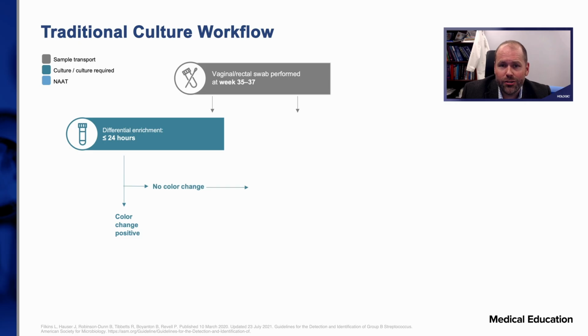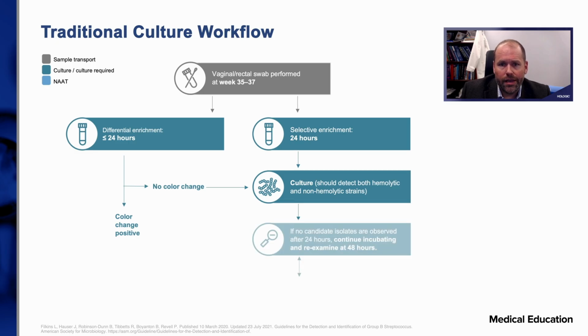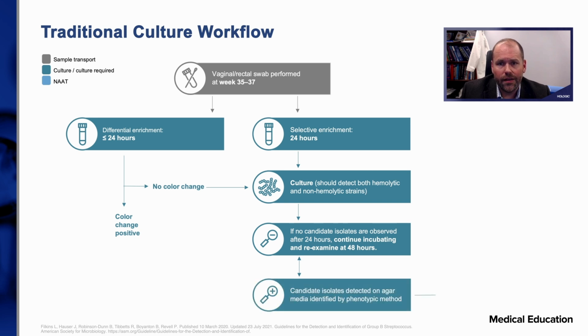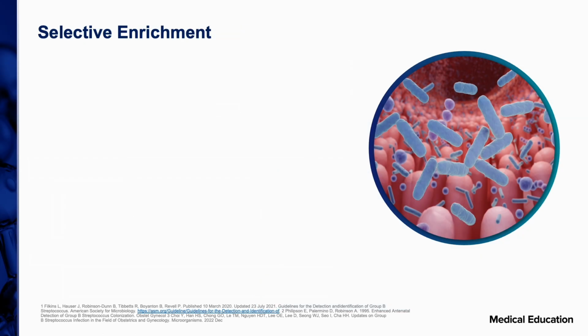But unfortunately, no color change still leads back. All roads lead to culture in this case, right? So we have differential enrichment or selective enrichment. In selective enrichment, we get the culture, which we could identify both hemolytic and non-hemolytic strains. If no candidate isolates are observed, the plate is held for another 24 hours. So we go from 24 to 48 hours, and then we look. And if we can find a colony that looks like group B strep visually on the plates, that's when we're going to do our biochemical or our mass spectrometry type of testing in order to ID it.